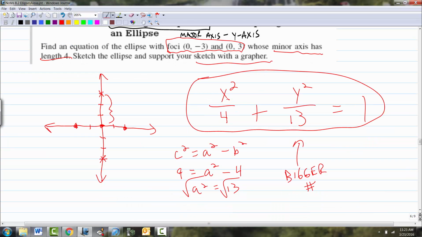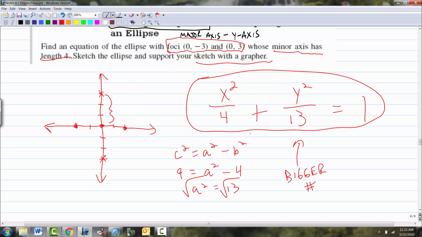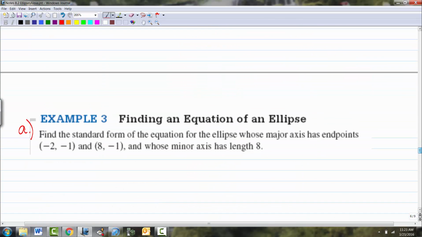To sketch this with a graph, you'd have to subtract x squared over 4 from both sides, multiply both sides by 13, and then root both sides. When you root both sides, what happens? Plus or minus. So to graph this ellipse, you'd have to do y1 equals plus, y2 equals minus, and then take a look at the connection of those two graphs. Not covering that any further.